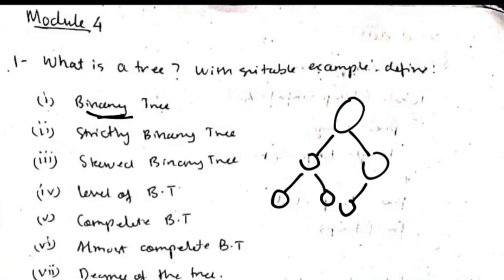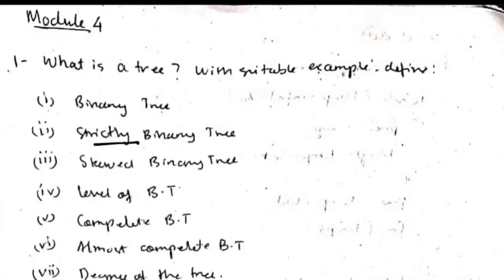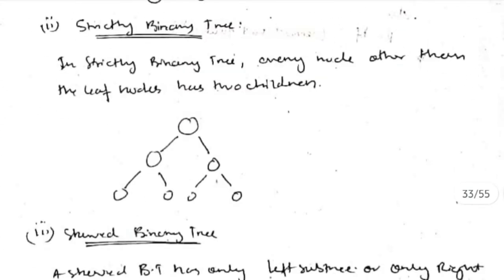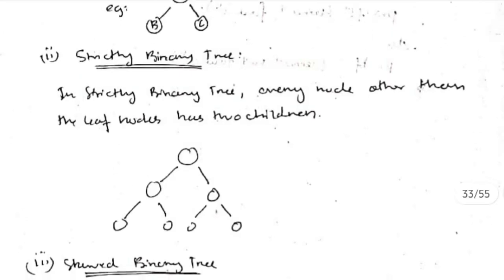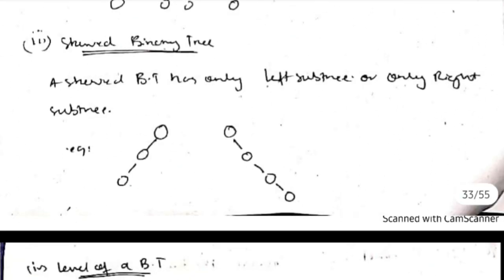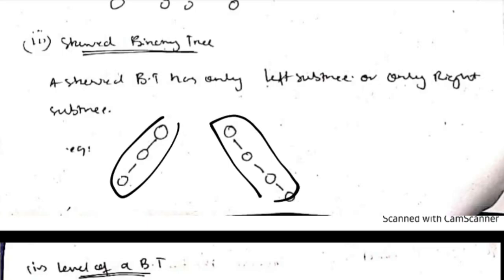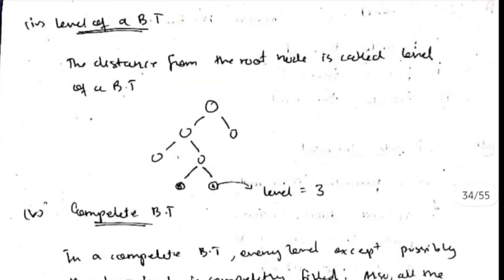That's a binary tree. In a strictly binary tree all the nodes will have two subtrees. That's a strictly binary tree. In a skewed binary tree you will have either only the left nodes or only the right nodes. The level of a binary tree is given by how many branches you have to travel from the root node to reach the particular node, that's the level.